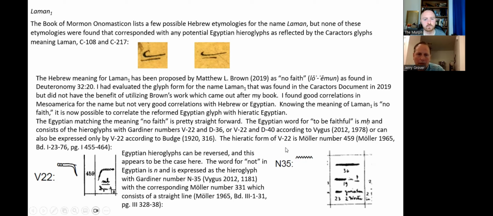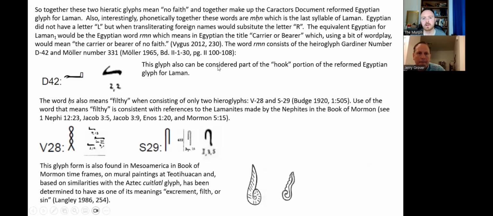There's also the line here that makes up the glyph. That means basically not a believer, no faith in Egyptian. So the glyph again matches the Hebrew meaning. Okay, that's interesting. I also propose that we have another little hook form. It can mean a carrier or a bearer of no faith. So maybe that was part of it too.